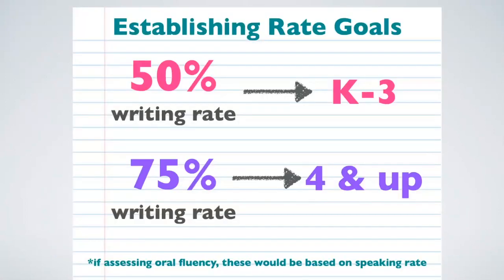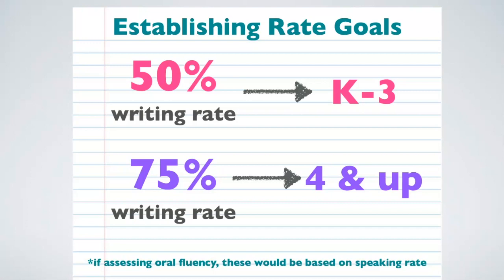Then, for younger students, a good fluency rate goal is about 50% of their writing rate. And for older students, around grades 4 and up, about 75% of their writing rate is considered a good rate goal. This should give students adequate processing time while also demonstrating some automaticity. These are not hard rules, just general rules of thumb if you're looking for some beginning expectations.